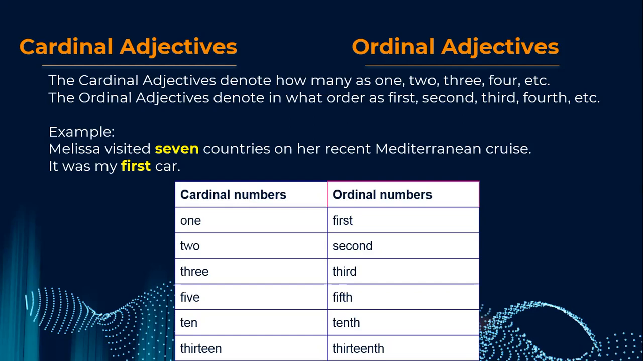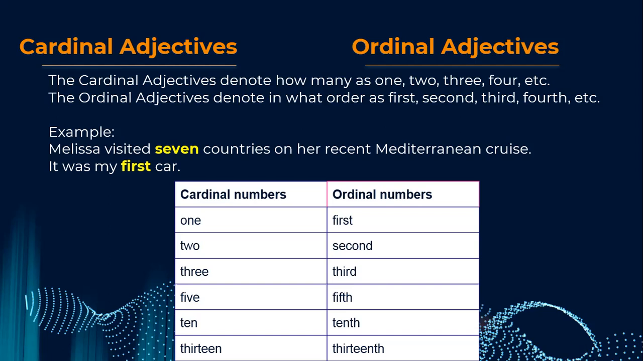In the first sentence, I can say, Melissa visited 7 countries. For example, if I say, I have visited 7 villages, right? The word 7 is coming under the cardinal adjectives because it is a cardinal number. Okay, and in the second example, you can see it was my first visit, my first car.